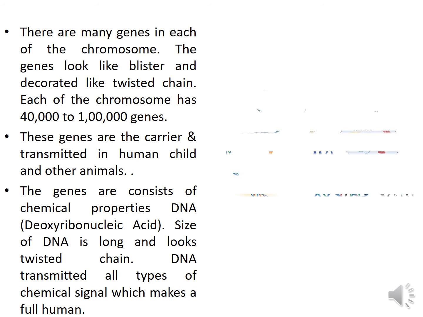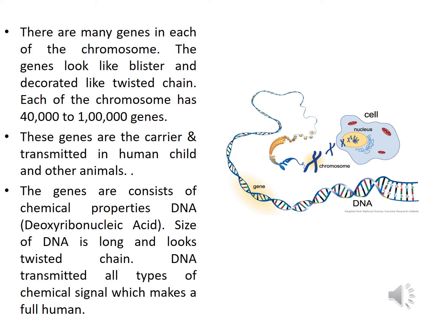Okay, now genes. These are the genes. There are many genes in each chromosome. The genes look like beads, arranged like a twisted chain. Each chromosome has 40,000 to 1 lakh genes. These genes are the carriers, transmitted in human children and other animals.